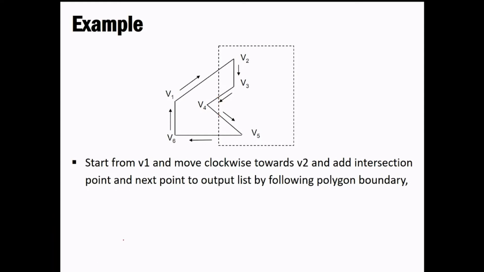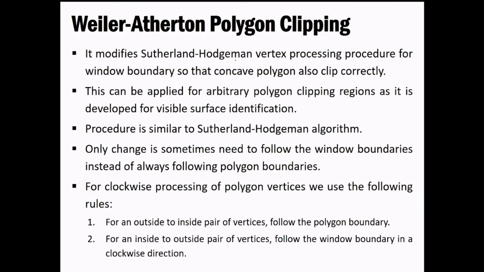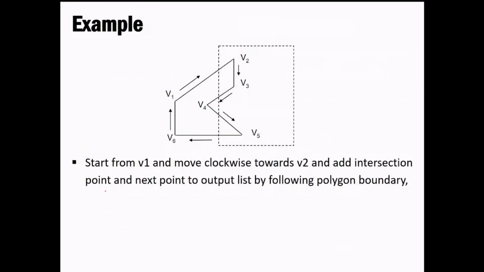Now again we will start from the very first step. Start from V1, as you can see, and move in the clockwise direction towards V2. We have to move in this direction and add the intersection point and next point to the output list by following the polygon boundary. If it is from outside to inside, the first condition is satisfied, as you can see. Then you follow the polygon boundary and add the intersection point and the next point to the output list. As it is from outside to inside, you add the intersection point as well as the second vertex into the output list.